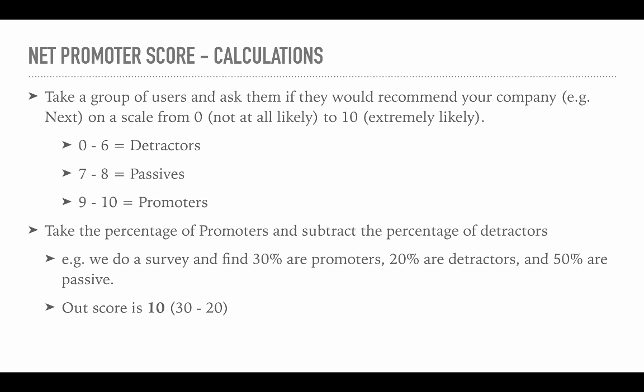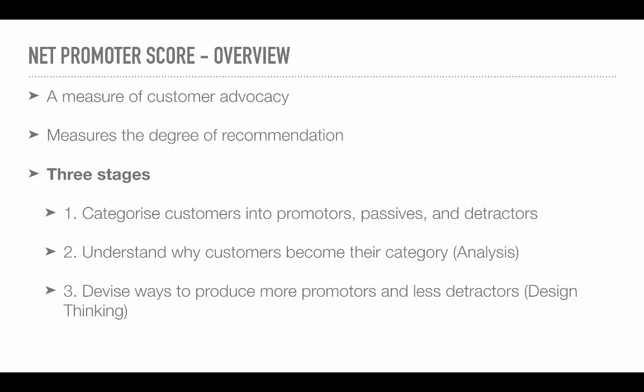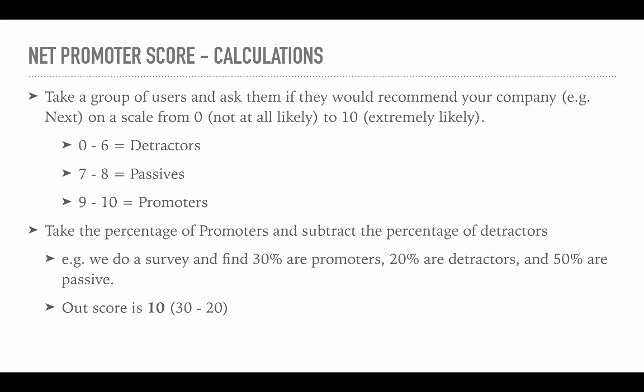So that's where you put your recommendation part. You're a detractor. You're in the bottom purple zone there, the zone of defection. You don't like it very much. So, for example, Primark, I'm definitely a detractor of Primark. And there are passives. So if you scored 7 and 8, you're like, yeah, they're good, I like it, I might recommend, but I don't really care.